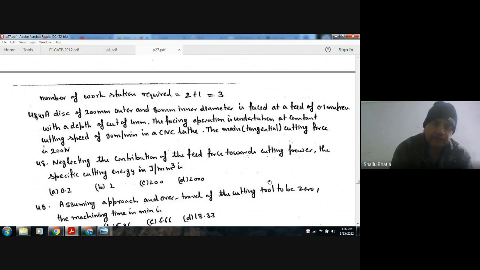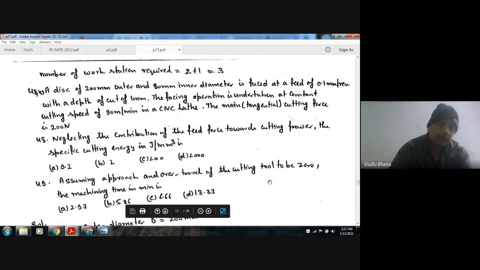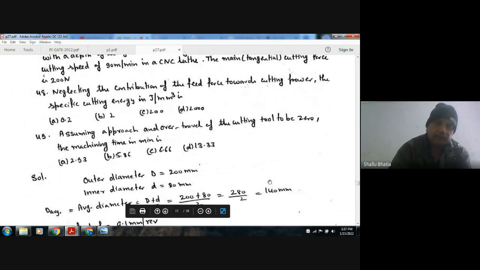The main tangential cutting force is 200 Newton. Neglecting the contribution of feed force towards cutting power, the specific cutting energy in joule per mm cube is: option A 0.2, option B 2, option C 200, option D 2000. Assuming approach and overtravel of the cutting tool to be zero, the machining time in minutes is.